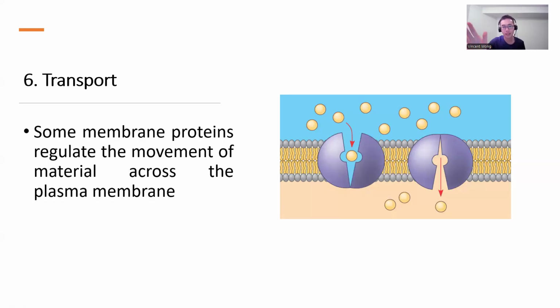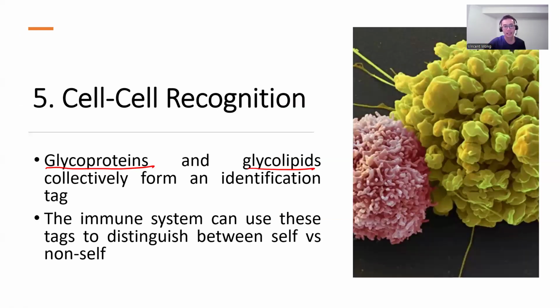I should clarify, if the protein is doing transport, then it's not doing cell-cell recognition, right? And so one protein is not going to be able to do all of these things. You need to have different kinds of membrane protein to do each one of these functions.